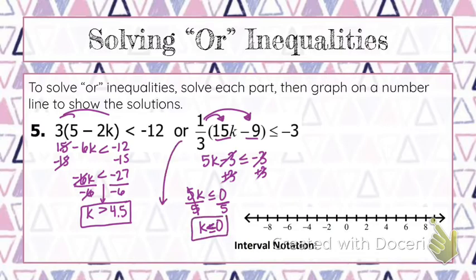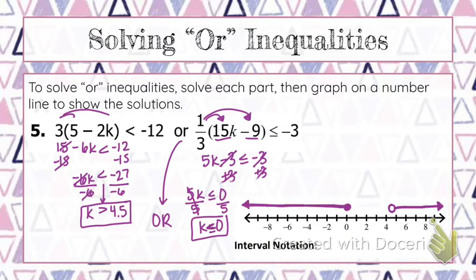And this is an OR inequality. So first we have k is greater than 4.5. So let's find positive 4.5. That's right here. And it's an open dot because it is greater than, not equal to. And since it's greater than, we go towards the numbers that are bigger than 4.5. Okay, then we have k is less than or equal to 0. So our dot goes at 0. Since it can equal 0, we color it in. And then it's less than or equal to 0, so we highlight all the numbers that are less than 0.